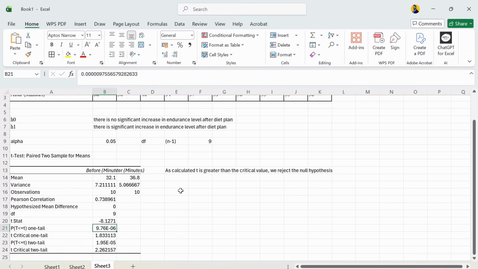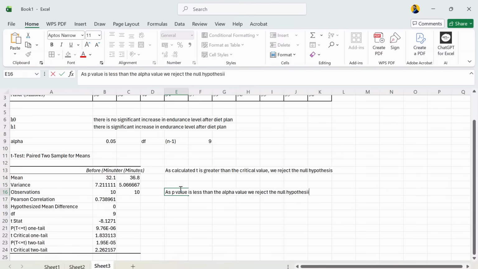So now we will again mention here: p value is less than the alpha value, we reject the null hypothesis. So now we have done our third question as well.